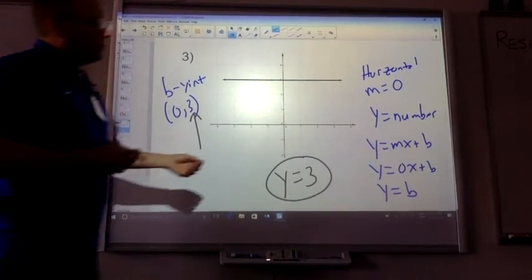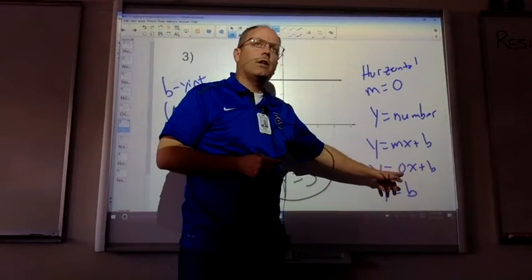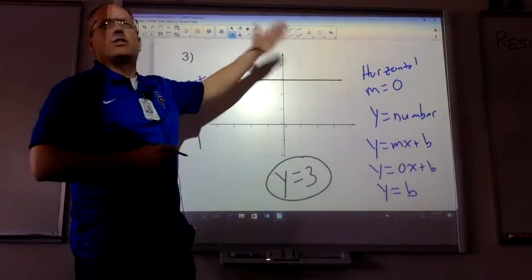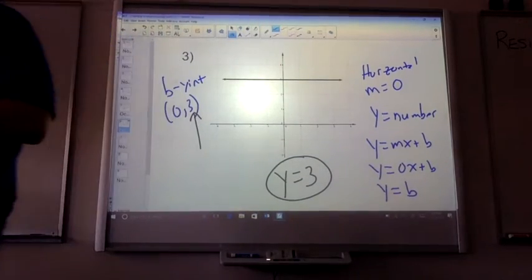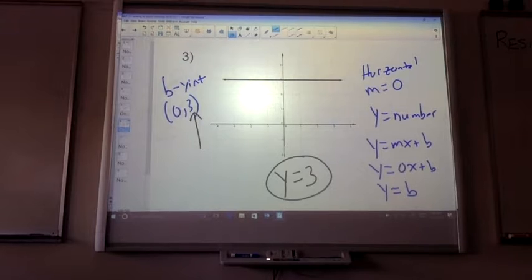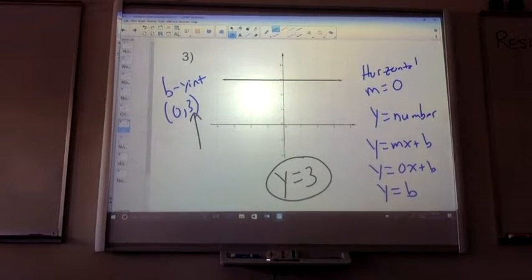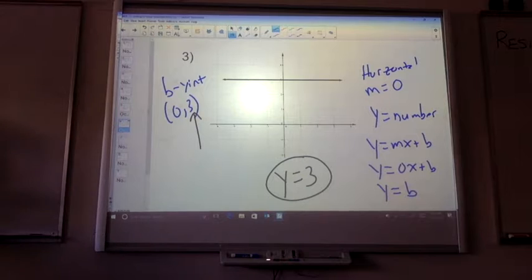The reason why the slope of this is 0 is because if I plug 0 in, 0 times x, I get 0. This doesn't have any rise to it. If I had my slope equation, I would have two identical values in the numerator that I subtract, which becomes 0. So this is one of our special cases. Vertical lines are x equals a number, and they are undefined slope.